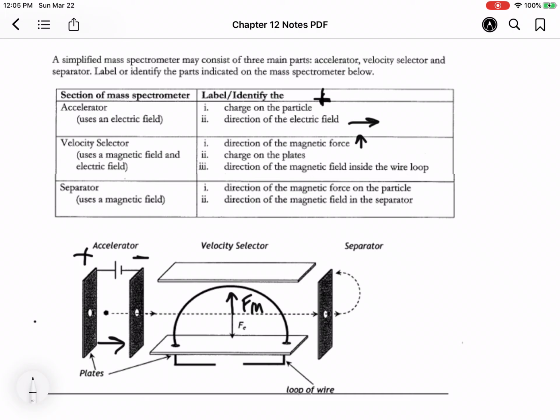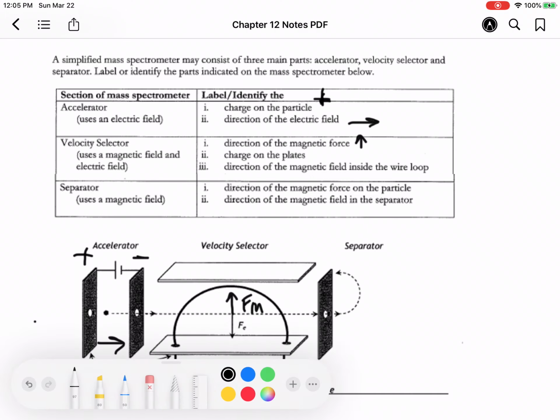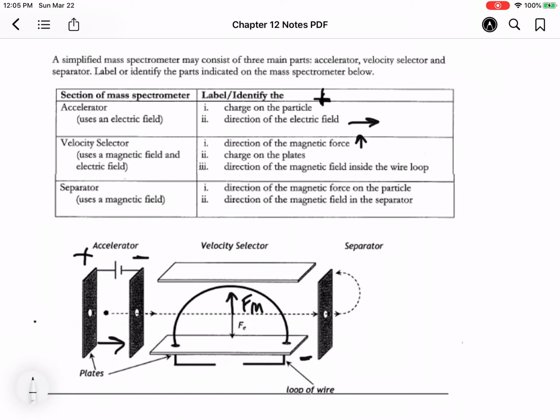Now we're going to see the charge of the plates. We know the particle itself is positive, and the force electric is down, so there'd be a negative plate at the bottom and a positive plate at the top. The top plate is positive, pushing it down, and the bottom plate is negative. All right, so those are done.